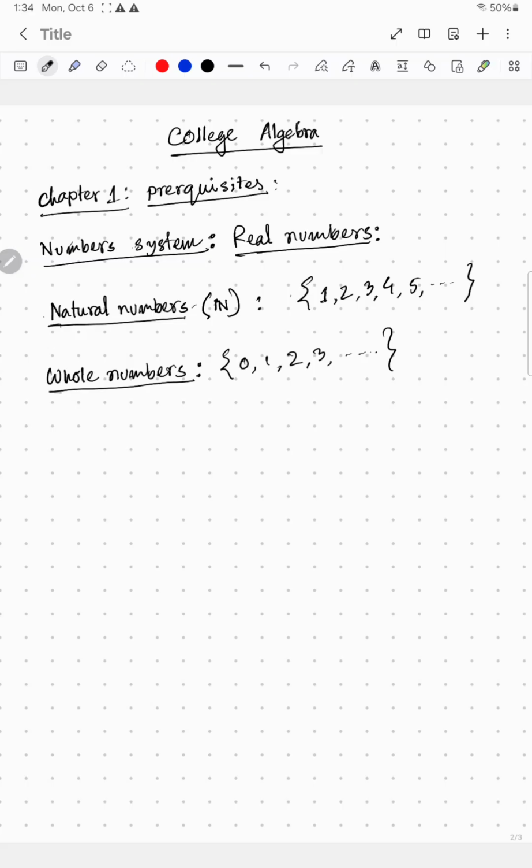Okay, now this 0 came in much later on. The natural numbers existed about 100 centuries before. The whole number, this 0, was included in the number system by an Indian mathematician in about the 5th century. A bigger number set than whole numbers is called integers. The integers are denoted with this letter Z.